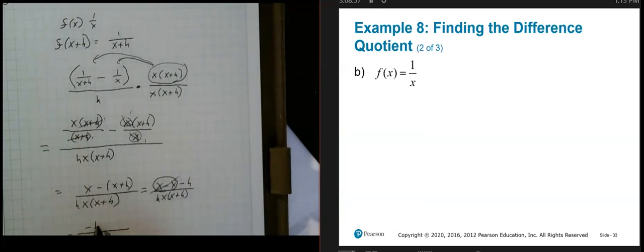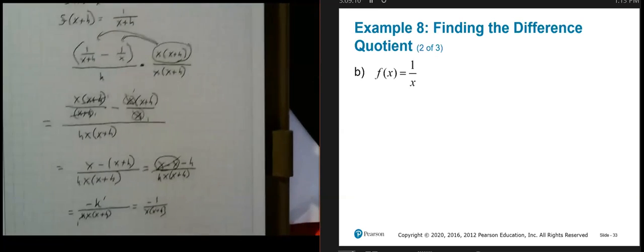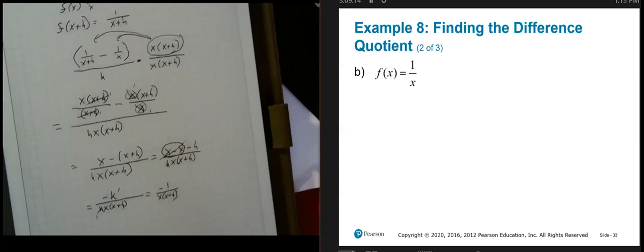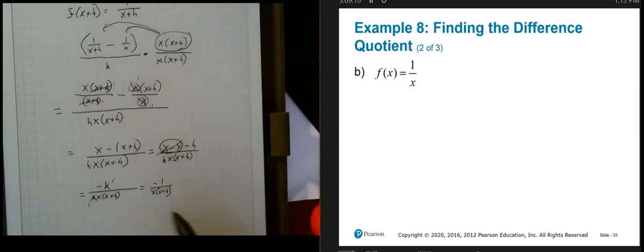The 2 h's go to 1. And so I'm left with a 1 in the numerator. So I have a -1 divided by x times x plus h. Please notice I still haven't used the distributive property and multiplied in the x or the h inside. I'm going to leave this factored down here, so we don't need to multiply it out.